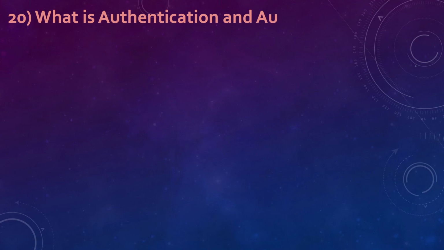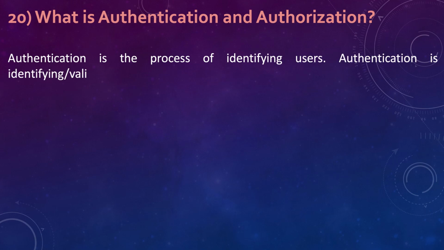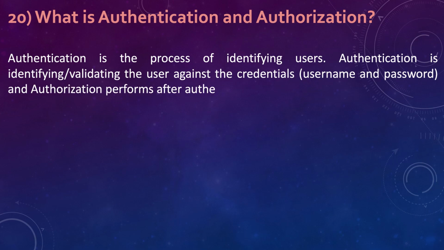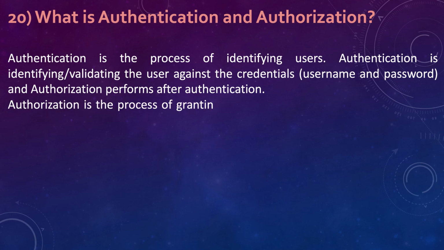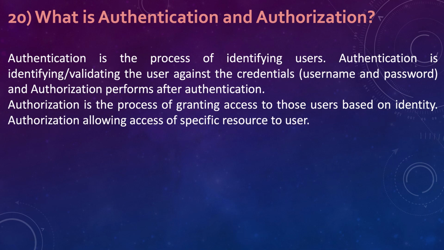What is authentication and authorization? Authentication is the process of identifying users. Authentication is identifying or validating the user against the credentials, username and password, and authorization is performed after authentication. Authorization is the process of granting access to those users based on identity. Authorization allows access of a specific resource to the user.